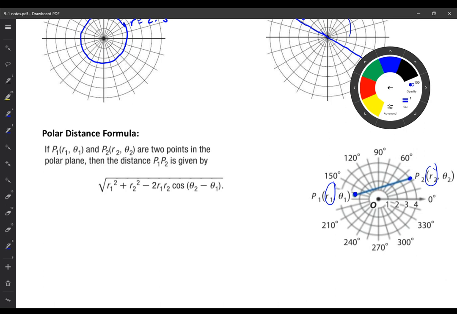And you might use that on a couple word problems on the homework today. That is it for our 9-1 notes.